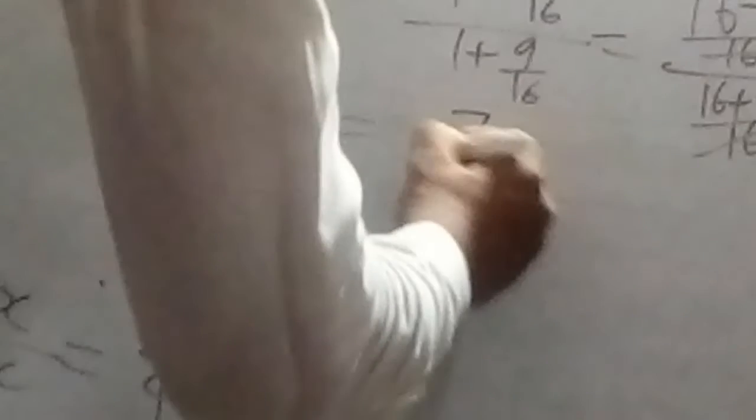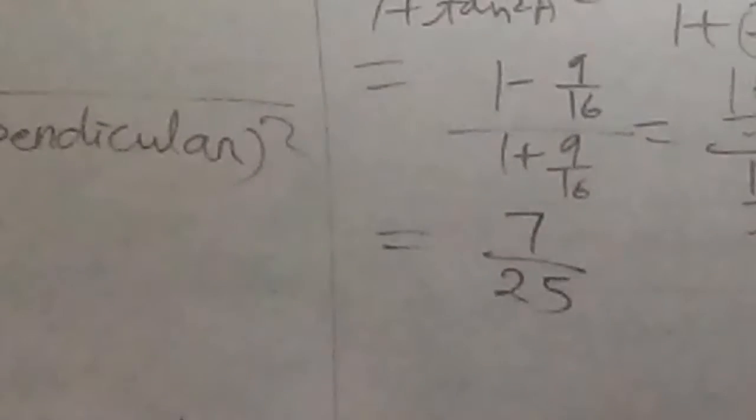16 minus 9 by 16 whole upon 16 plus 9 by 16. 16 and 16 will cancel out and it become 16 minus 9 is 7, over 16 plus 9 equal to 25. Now the value of 1 minus tan square A upon 1 plus tan square A is 7 upon 25.